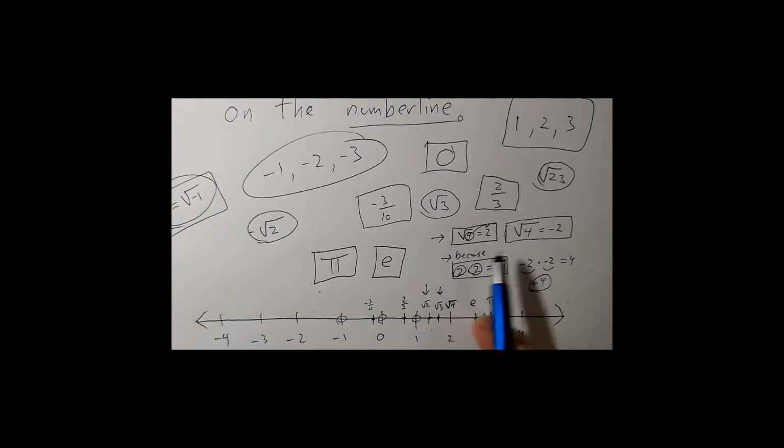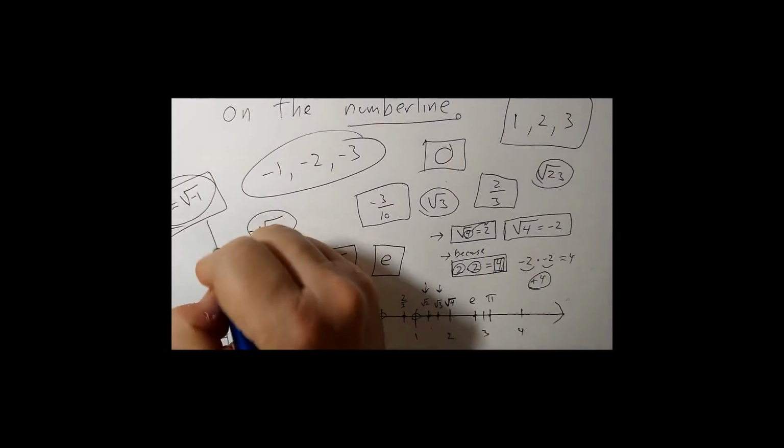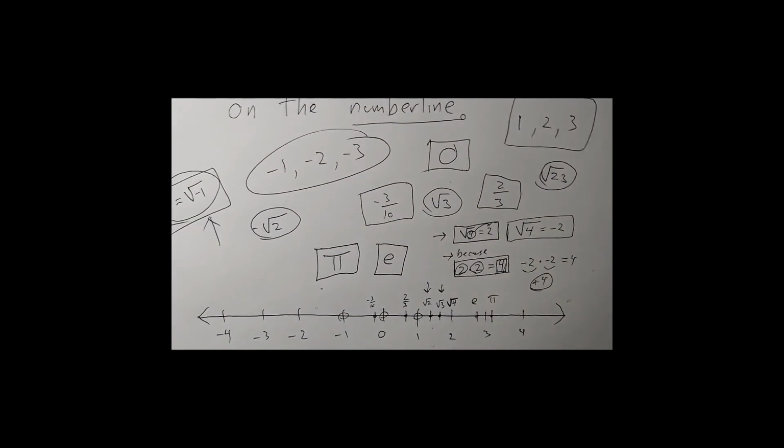So this gives us an interesting situation where a square root is actually representative of two numbers. Now, why is that a big deal, and how does that relate to the square root of -1?